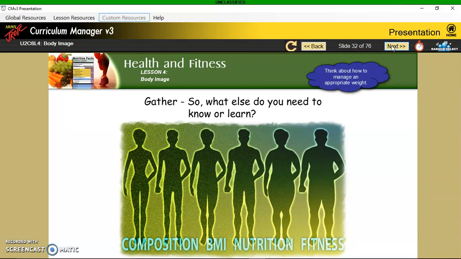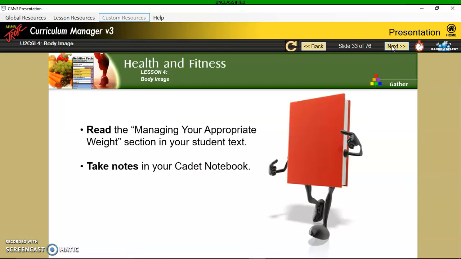Okay, talk about now managing an appropriate weight. How do we go about managing that appropriate weight? And that would be reading the Managing Your Appropriate Weight section in your student textbook, and that's also just a short few pages, page 242 to page 244, and that's where we'll stop today. So I want you to read that, and then we'll continue on with this block of instruction in our next class. So today, no worksheets. All you have to do is watch the presentation and read those two areas, pages 239 to 241, and then pages 242 to 244. And we will continue this at our next class.